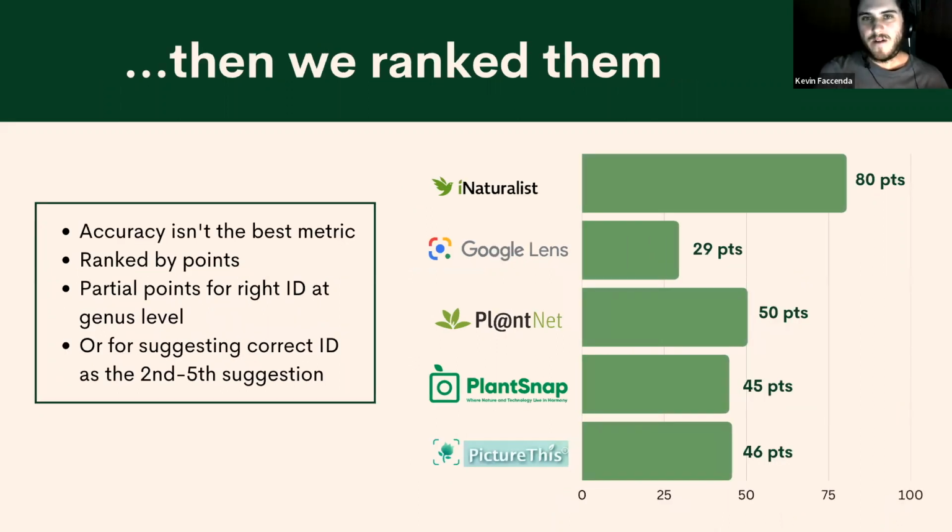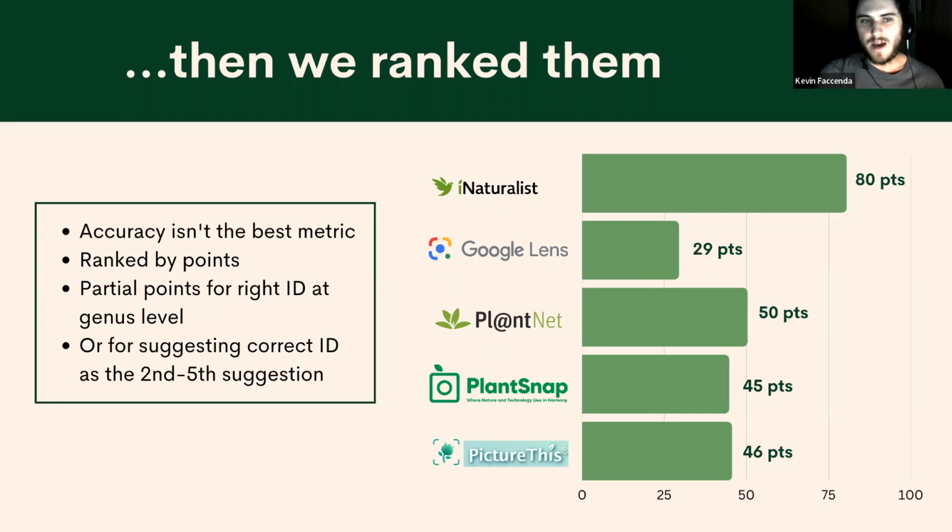We also ranked the different apps. So besides accuracy, we decided to give them points as well. Because these apps give multiple suggestions, they'll sometimes have the correct ID as the second or third suggestion. So we gave them partial credit for getting it in one of those suggestions. So it's not just the first ID that gets them points. With that, iNaturalist is still well in the lead, getting more points than any of the other apps. And some of the differences between these bottom ones kind of equal out.